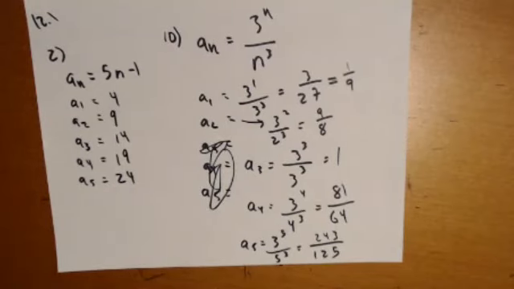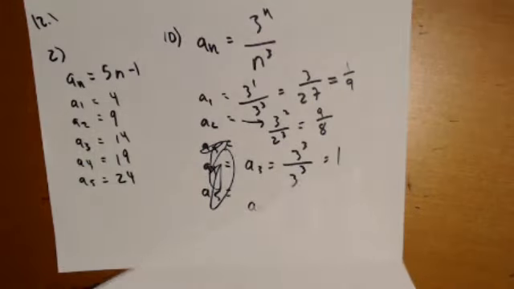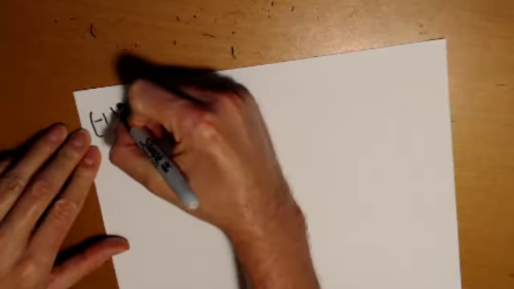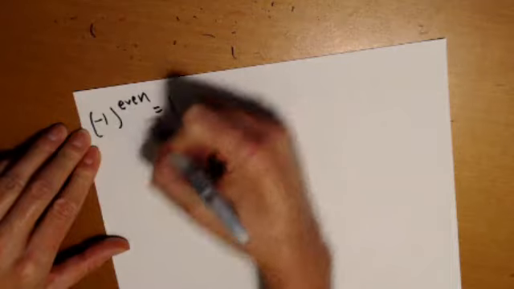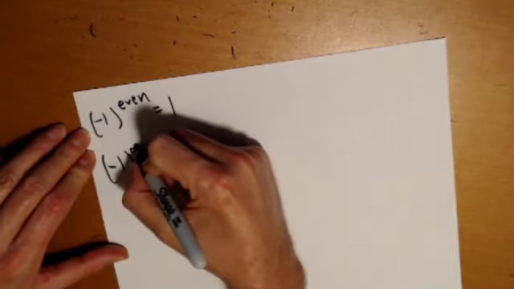Number 14 is interesting because there's this little negative 1 to the n. Negative 1 to the n or negative 1 to the n plus 1 makes things alternate. So remember, negative 1 to an even power is going to be 1. Negative 1 to an odd power is going to be negative.